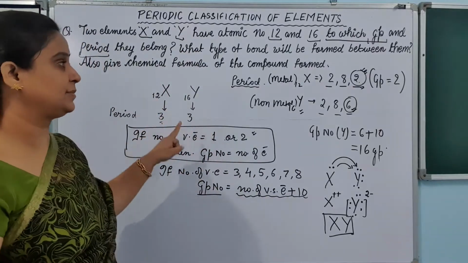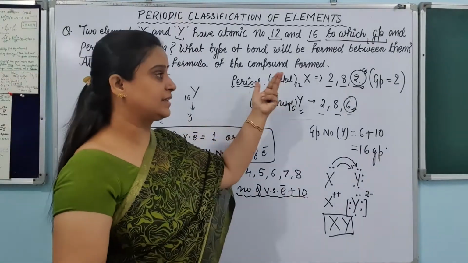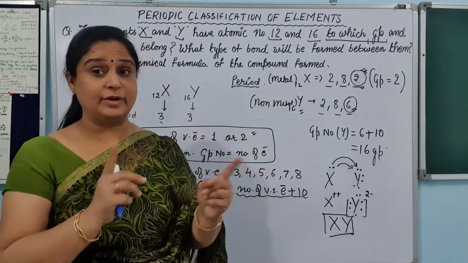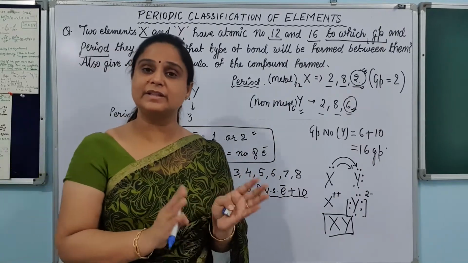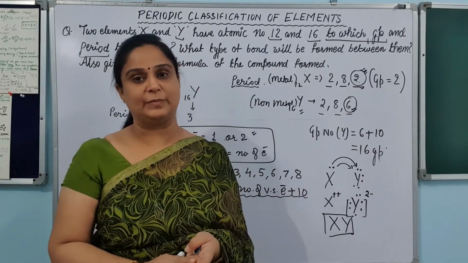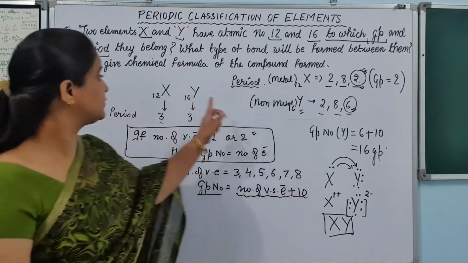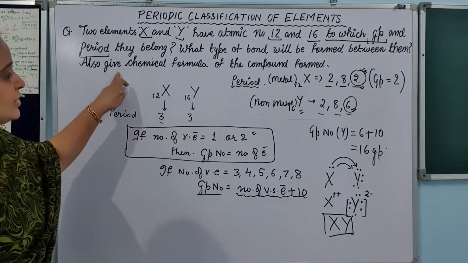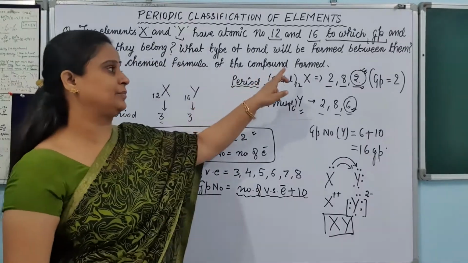First of all, find the period and group, then find out whether it is a metal or non-metal. One of them is metal and another is non-metal, then only it is possible to make the ionic bond. And this is the last part of this particular question, that is also give the chemical formula of the compound formed.